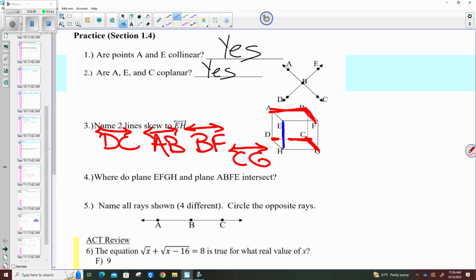All right, now I want to know where planes EFGH, so that's EFGH, and AB intersect. EF, what is EF? A what? So I have to have a line over the top of it. Lines have to have lines over the top of it. Did you have to look at the picture for that one? Not necessarily. Why?